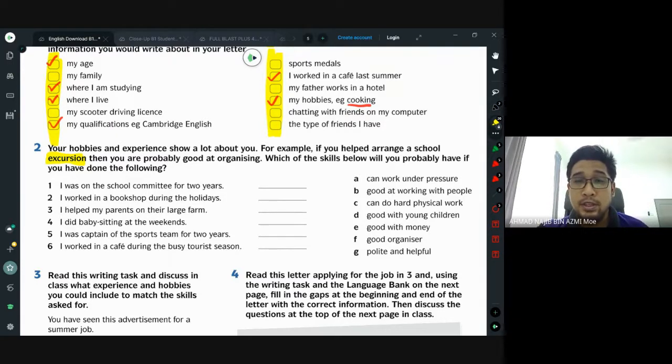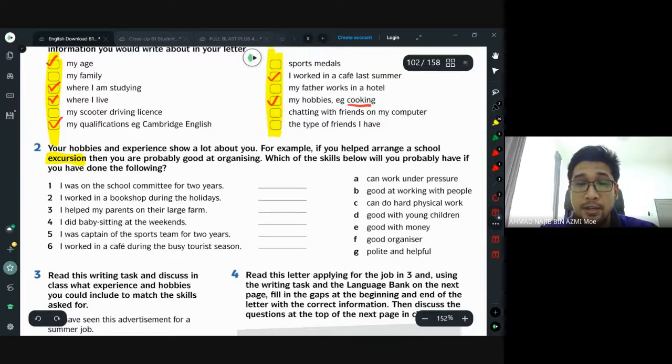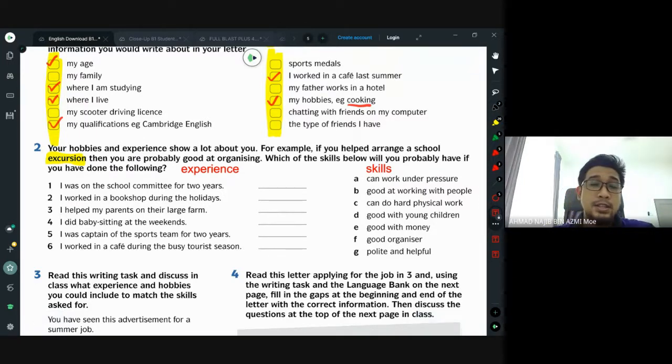Which of these skills below will you probably have if you have done the following? So on the left side, over here, we have experience, and over here, we have skills. Can work under pressure, good at working with people, can do hard physical work, good with young children, good with money, good organizer, polite and helpful. Just like we discussed earlier when I asked you if you want to do a part-time job, what skills would you need?